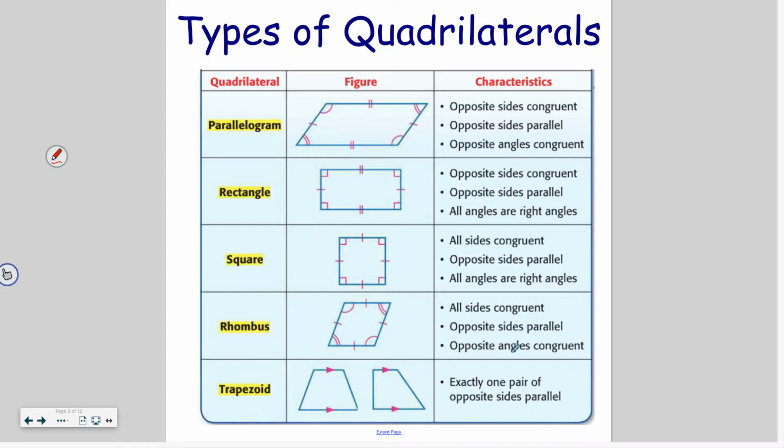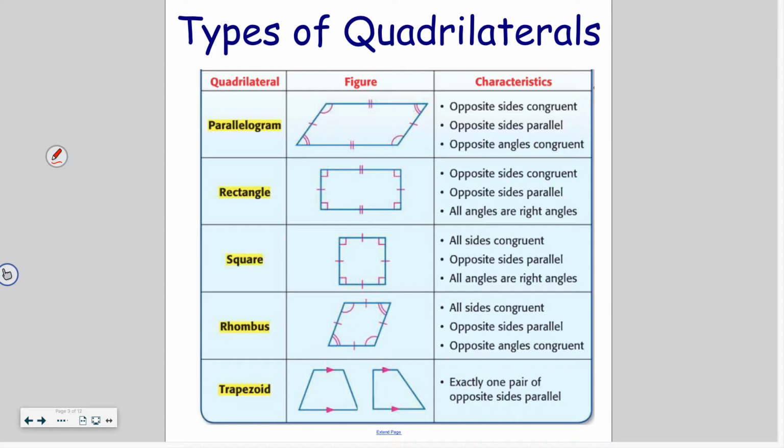Parallelogram. This figure in the middle is an example of a parallelogram. The opposite sides are congruent, so top and bottom, left and right, are congruent. The opposite sides are parallel, so top is parallel to bottom, they'll never touch. Left is parallel to right, they'll never touch. And then our opposite angles are congruent. So these two on the diagonal and these two on the diagonal are the same size.